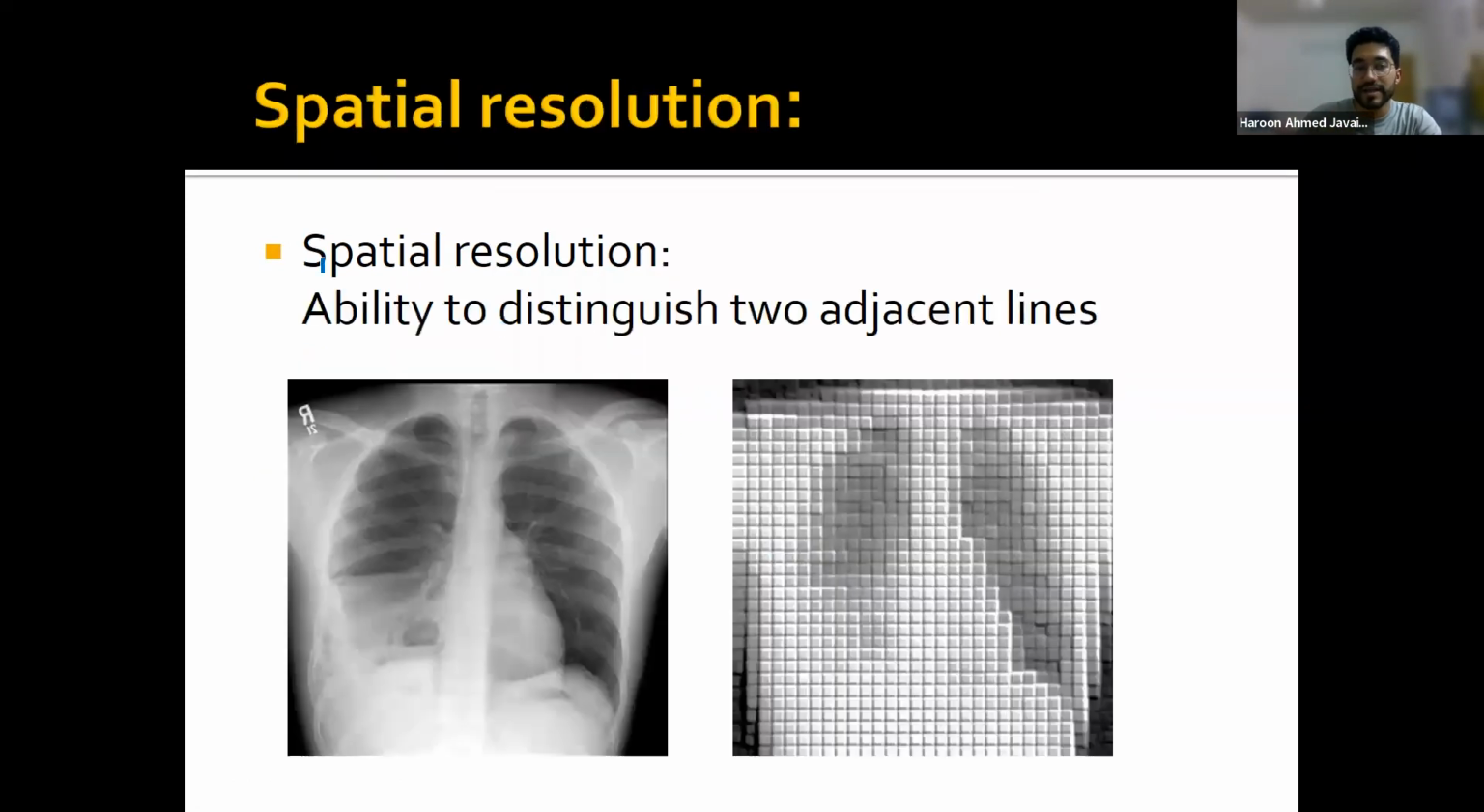Okay. So what is spatial resolution? Spatial resolution is the ability to distinguish between 2 adjacent lines. So for example, think of it as low resolution, high resolution.